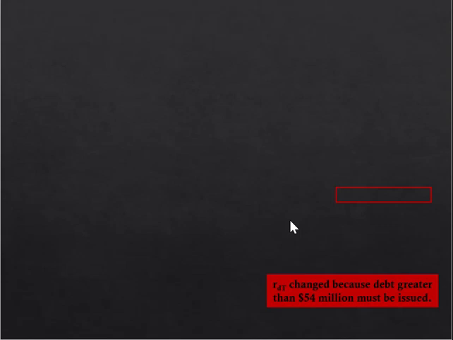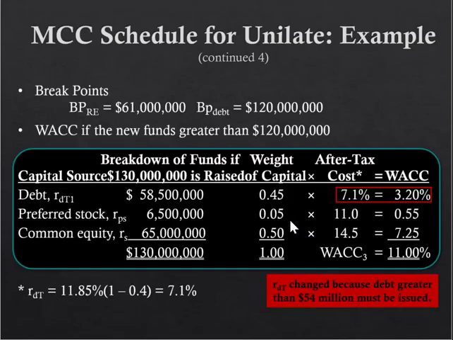If we wanted to raise even more money, let's say $130 million, your cost of debt increases to 11.85%. That was given. Your after-tax cost is reduced, so it's multiplied by 1 minus the tax rate, and your after-tax cost of debt is 7.1%. And you would do that same weighting. You're assuming everything stays the same as far as the weighting being optimized. So the common equity now is 65 million to keep it at 50% of the capital stack, which means you're still at 14.5%. So now your weighted average cost of capital has gone up to 11%.